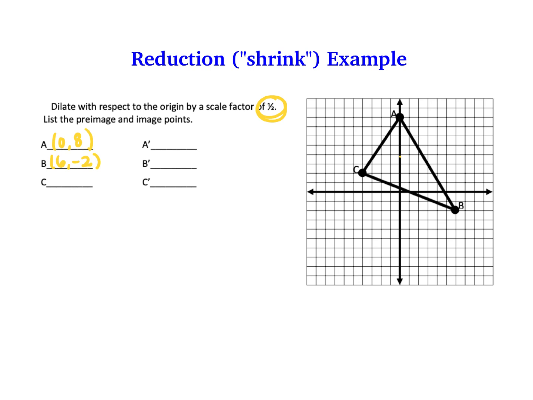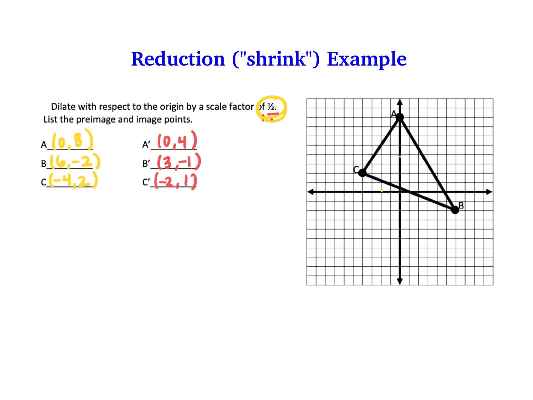C is to the left, so 1, 2, 3, 4, and it would be negative since I'm moving to the left, and then up 2, so a +2 there. So I'm going to take each of those and multiply them by my scale factor of 1/2. So A prime would become 0, 4. B prime would become 3, -1. And C prime would become -2 and 1.